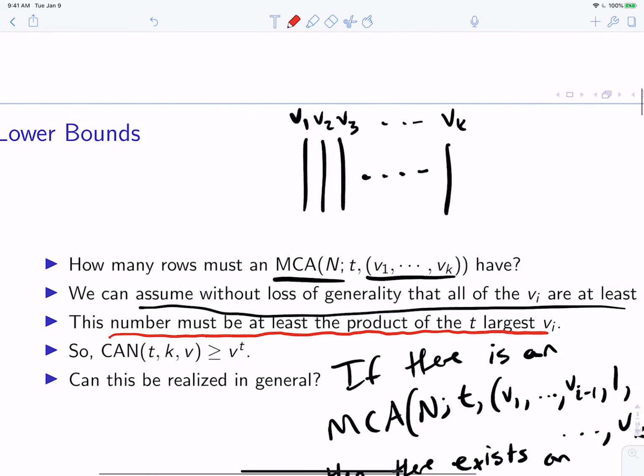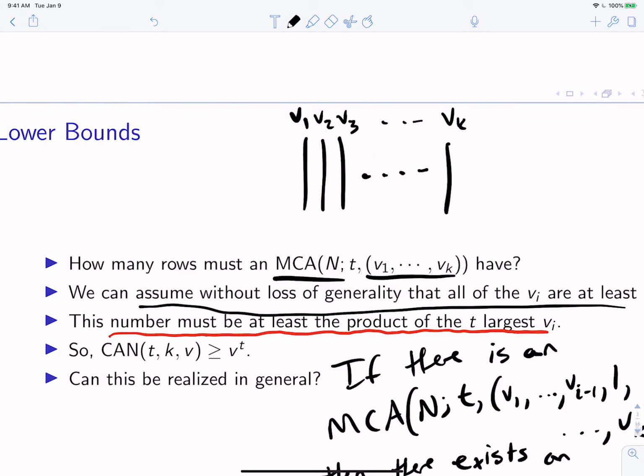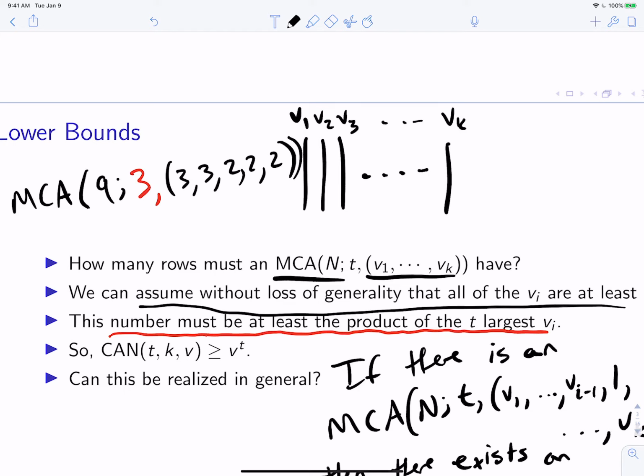So let's actually revisit that example shortly. Let's just say that we have the exact same example again, except now I'm going to say that the strength is 3, not 2. But all of the other parameters are the same. What is the minimum possible number of rows now? Well, how did we find the 9 when strength was 2? We looked at the columns 3 and 3 because those were the largest ones and determined it was 9. What about now?